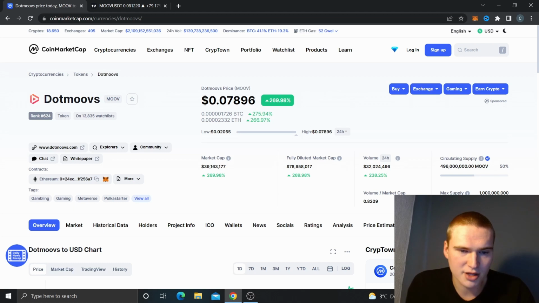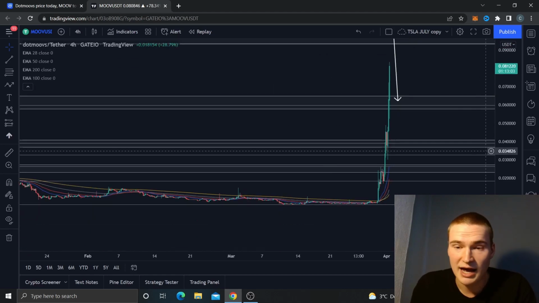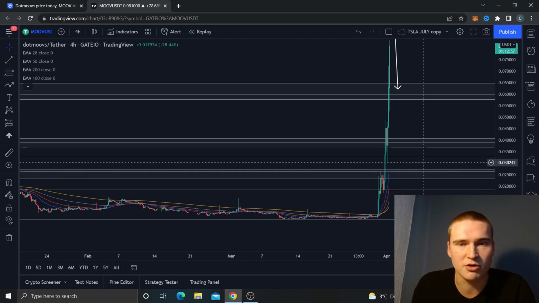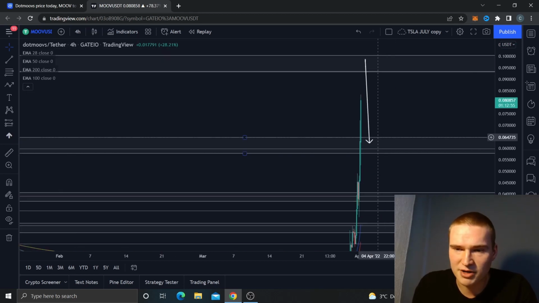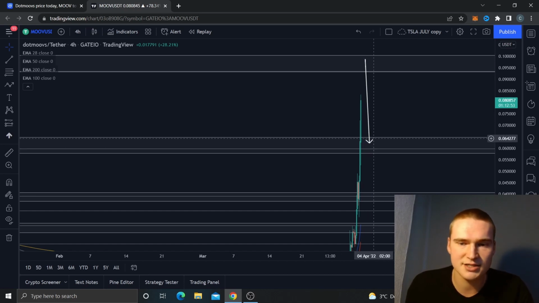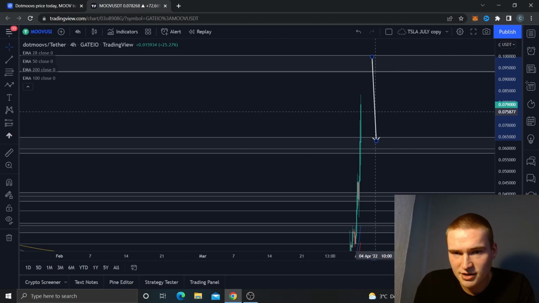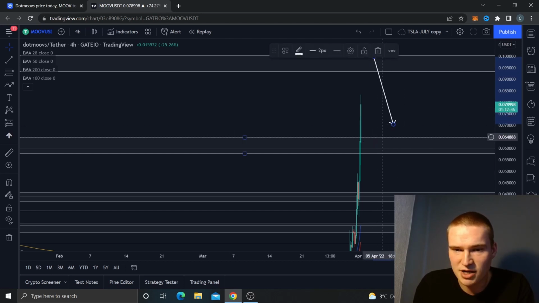As of right now, market cap is at almost 40 million, with volume at 32 million, up 82%, and if we take a look at the price, it's absolutely bullish. As you can see, we took a break and retest of 4 cents. Before that we broke 2.5 cents, and now we've broken this 6.5 cents level.